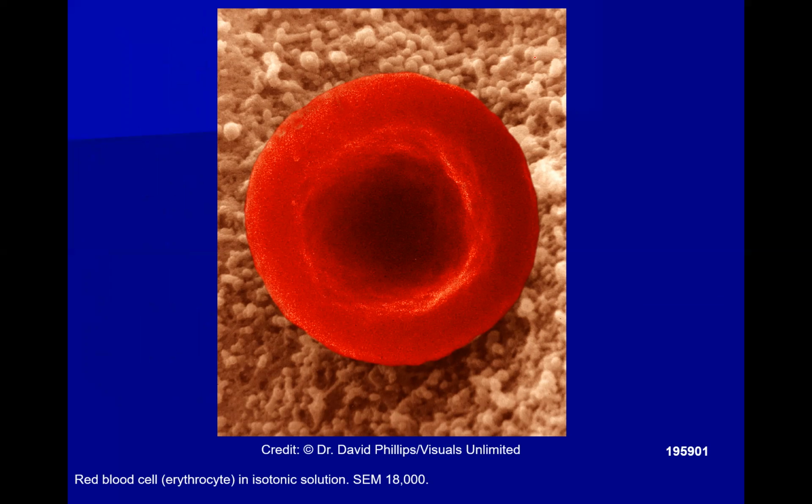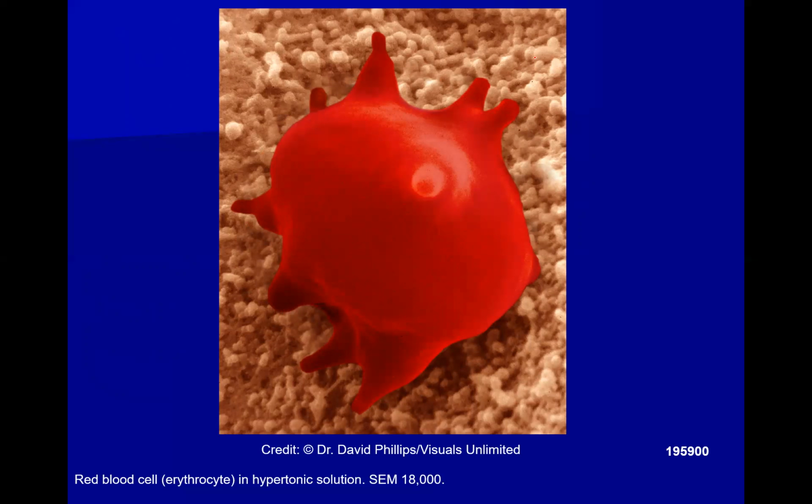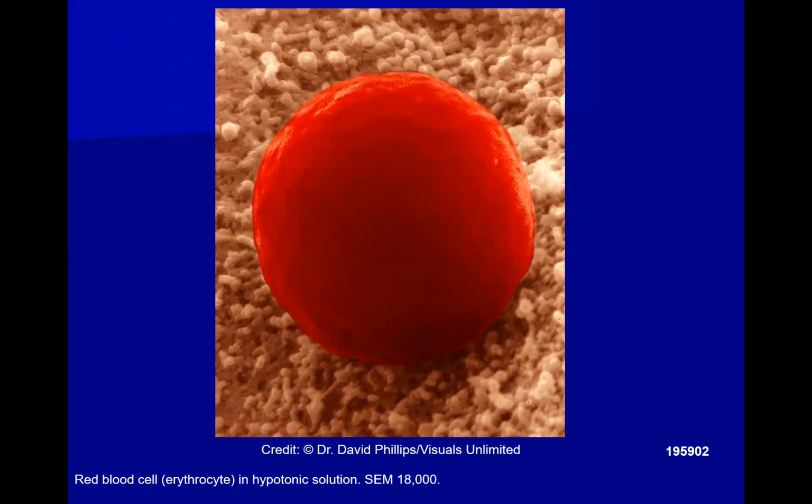When it's in an isotonic environment, this is its shape. Water will flow in and flow out at an equal rate, so it won't gain water, it won't lose water. However, if it's in a hypertonic environment, that means the outside has a higher solute concentration. So water will leave the cell and the cell will shrivel up. And the reverse is true if we put it in a hypotonic environment. If it's in a hypotonic environment, that means the outside has less solute concentration, so the water rushes in and causes the cell to swell up.